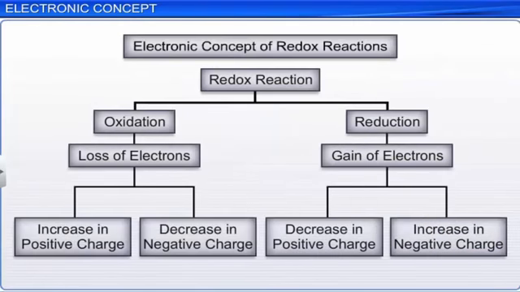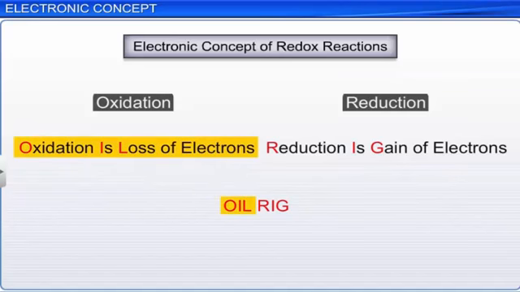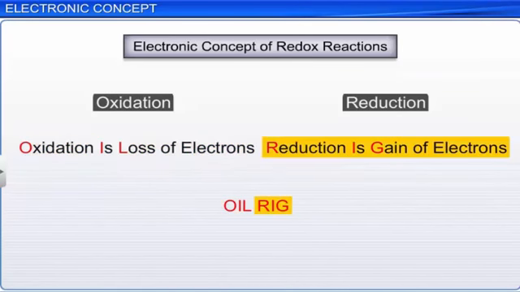Thus, according to electronic concept, a reaction in which loss of electrons, that is, oxidation, and gain of electrons, that is, reduction, takes place simultaneously, is called redox reaction. The definition of oxidation and reduction can be easily remembered by the mnemonic OIL-REG, which stands for oxidation is loss of electrons and reduction is gain of electrons.